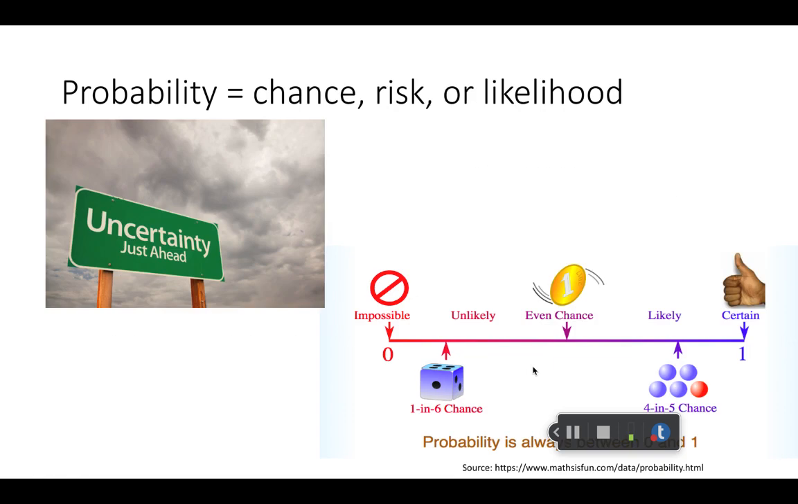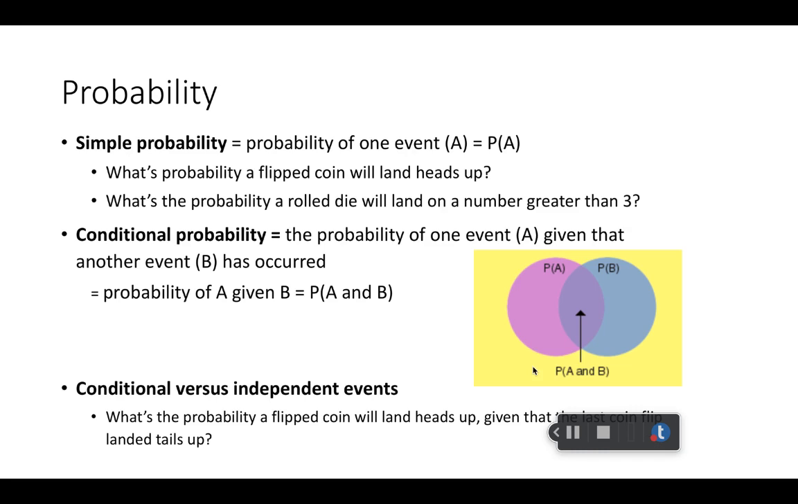So again, probability is the chance. You can also think of it as a risk or a likelihood of something happening, always between 0 and 1. We talk about simple probability, which is the probability that one thing will happen. The probability of A is written P of A. So for example, what's the probability that a flipped coin will land heads up? What's the probability that a rolled die, just one dice, will land on a number greater than 3?